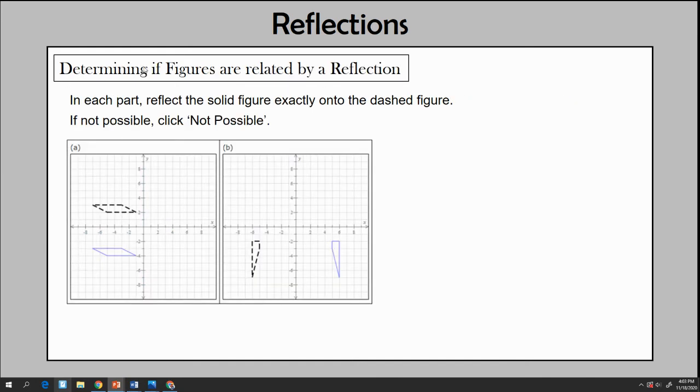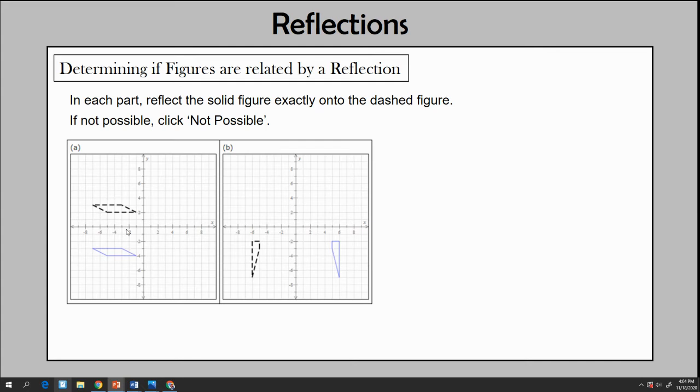Okay, next idea here, determine if the figures are related by a reflection. In each part, reflect the solid figure exactly onto the dash figure. If not possible, click not possible. Okay, so if we started with the solid in A here and reflected it over a line to get to this one, is this what the image would look like? Well, let's take this point. 1, 2, 3, 1, 2, 3. Yeah, that point matches this point. 1, 2, 3, 4. 1, 2, 3, 4. That point should be up here.